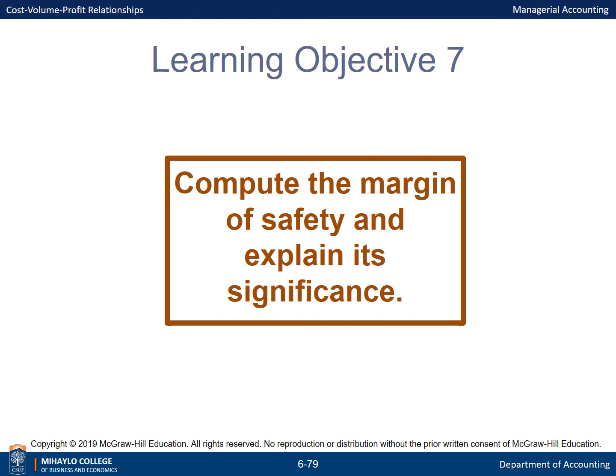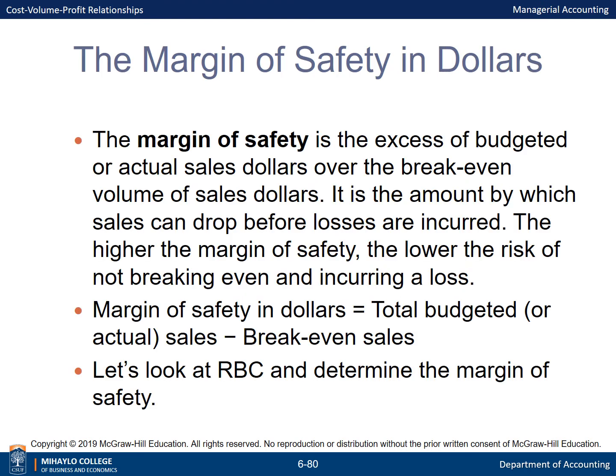Learning Objective 7 is to compute the margin of safety and explain its significance. The margin of safety is the excess of budgeted or actual sales dollars over the break-even volume of sales dollars. It is the amount by which sales can drop before losses are incurred. The higher the margin of safety, the lower the risk of not breaking even and incurring a loss. Margin of safety in dollars equals total sales minus break-even sales.